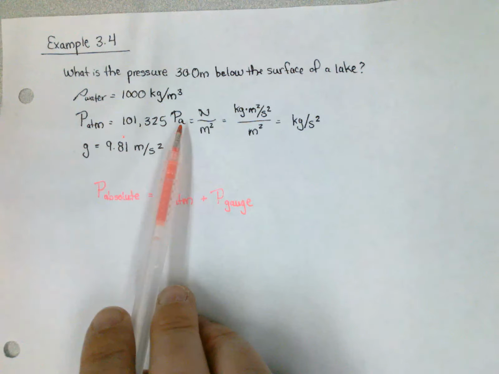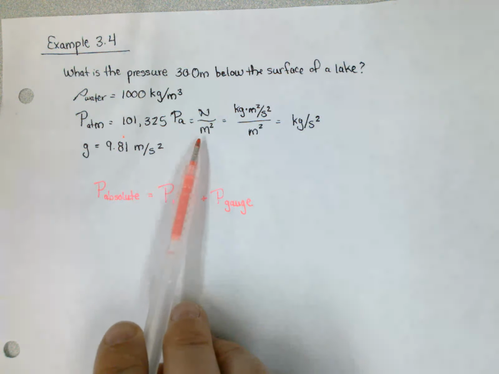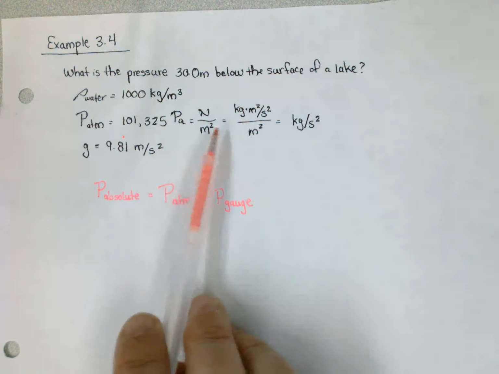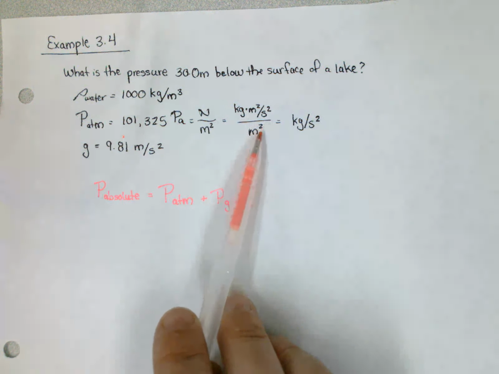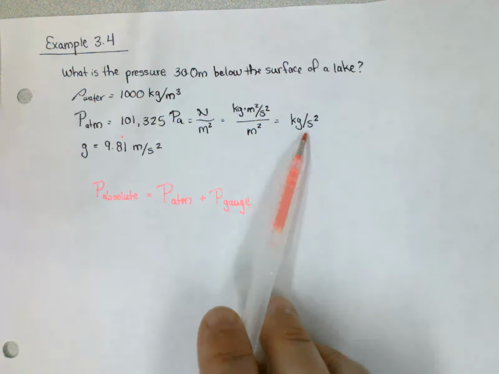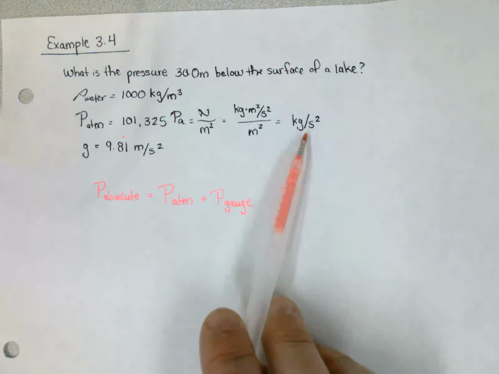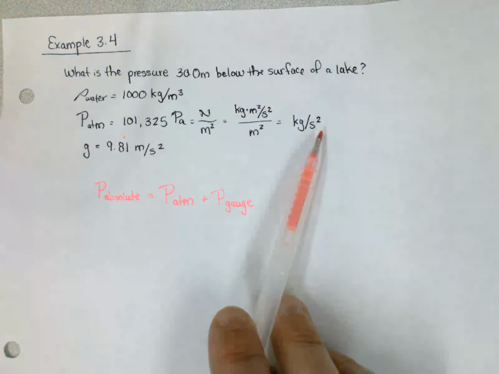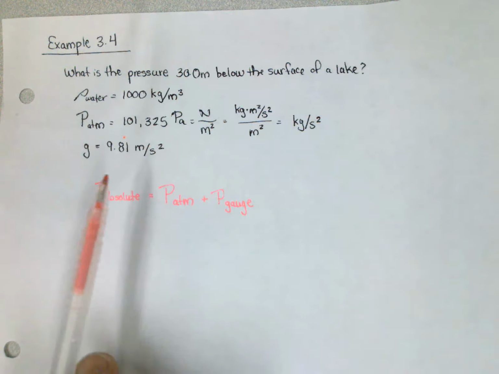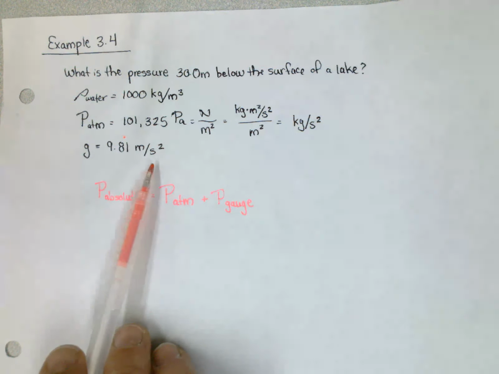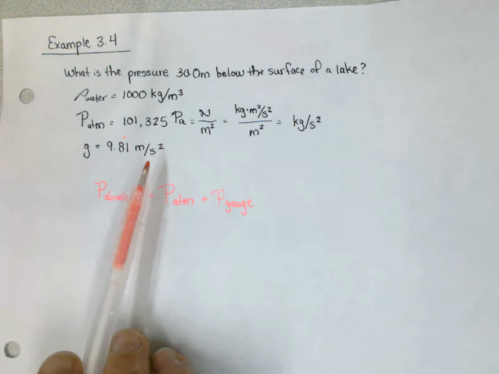101,325 pascals. A pascal is a newton per meter squared. A newton is a kilogram meter per second squared. And then we can see that a pascal is basically in SI units. So that's important because we want pressure in the right units. Then we also know that g is 9.81 meters per second squared.